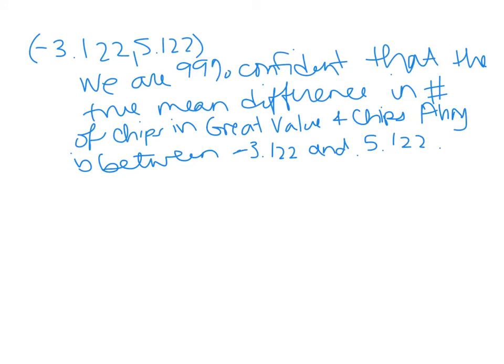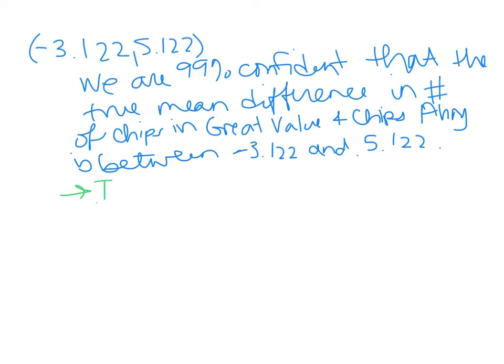So here's my conclusion. You would say we're 99% confident that the true mean difference in number of chips in Great Value and Chips Ahoy is between negative 3.122 and 5.122. The one other thing I want to mention is if you do it on the calculator, I would honestly just copy all the information that you get on the screen. Just copy it all down. It'll give you a bunch of stuff. Just write everything down. That way you can prevent missing something.